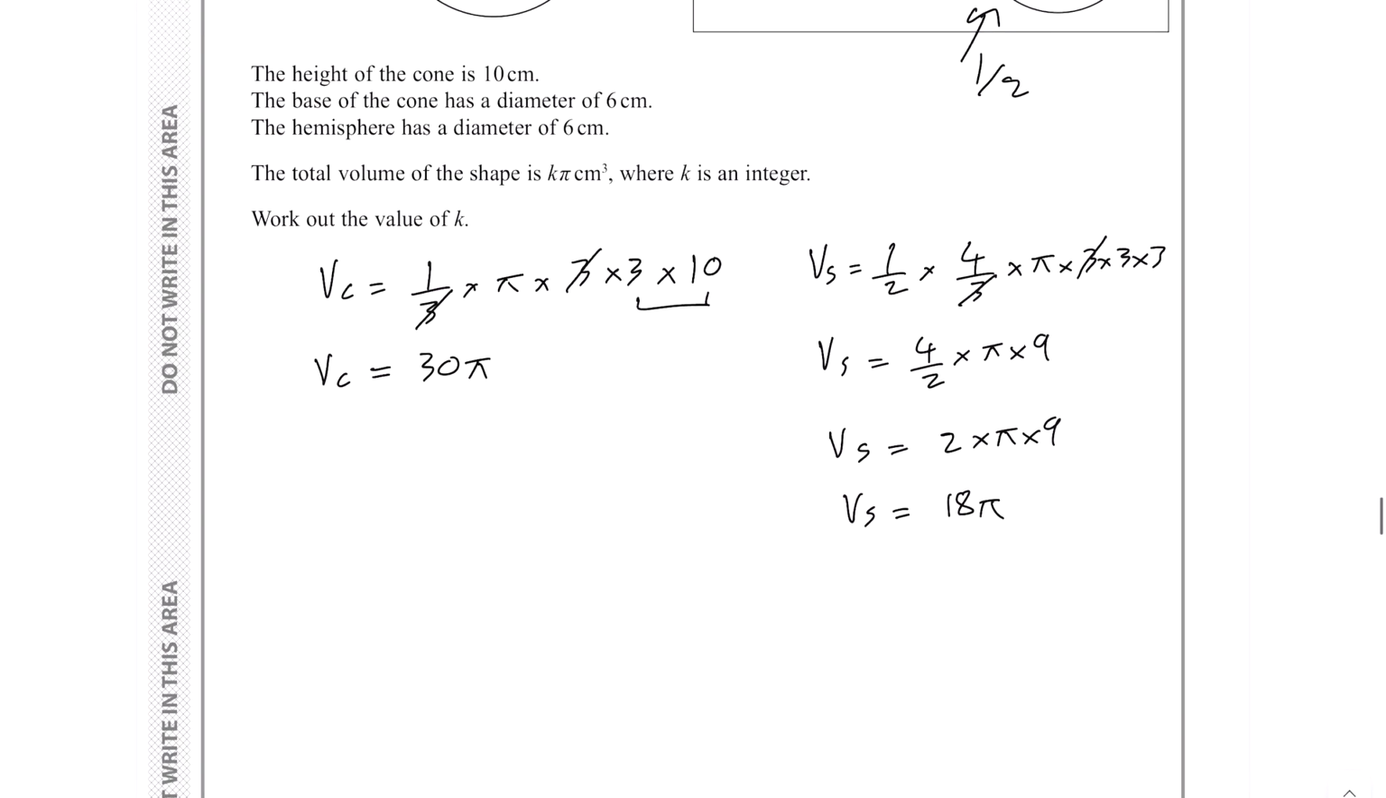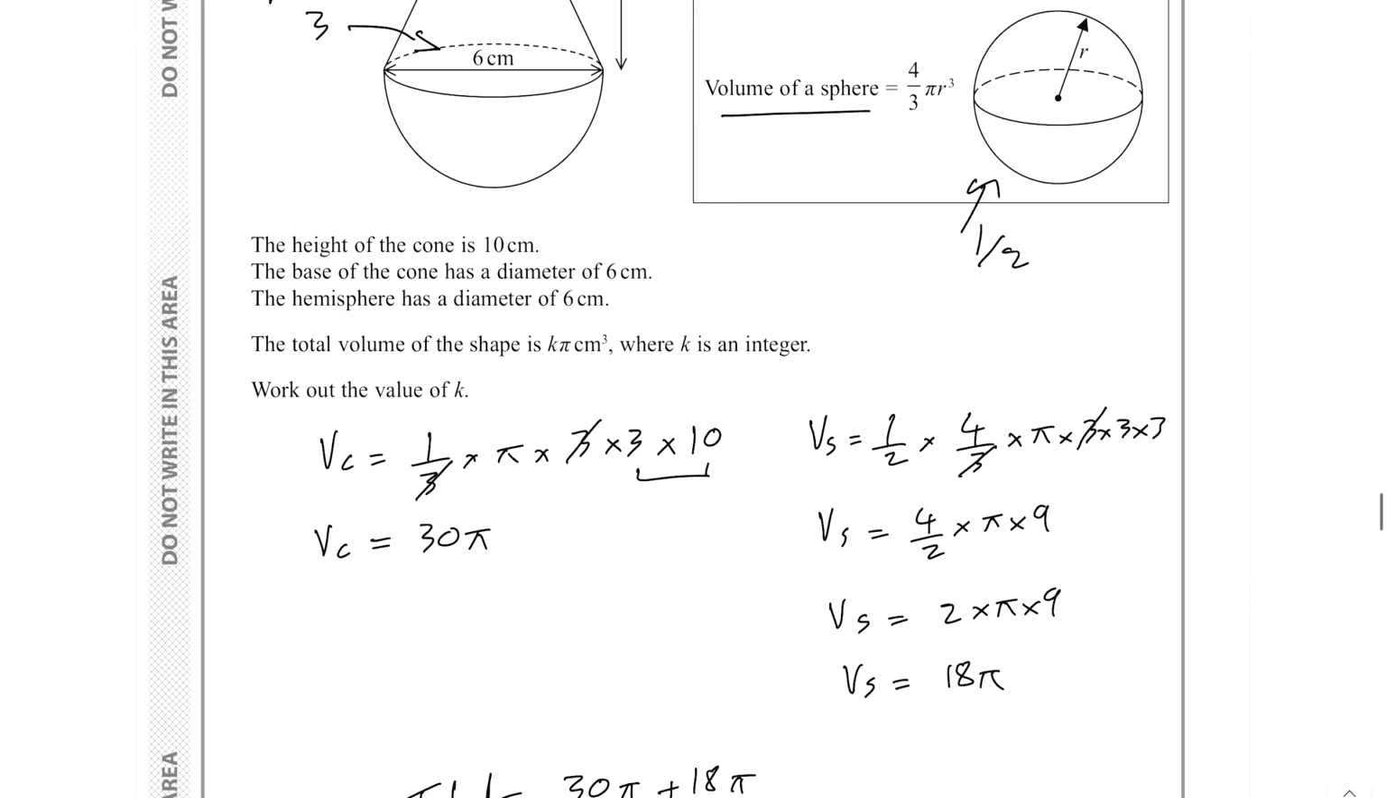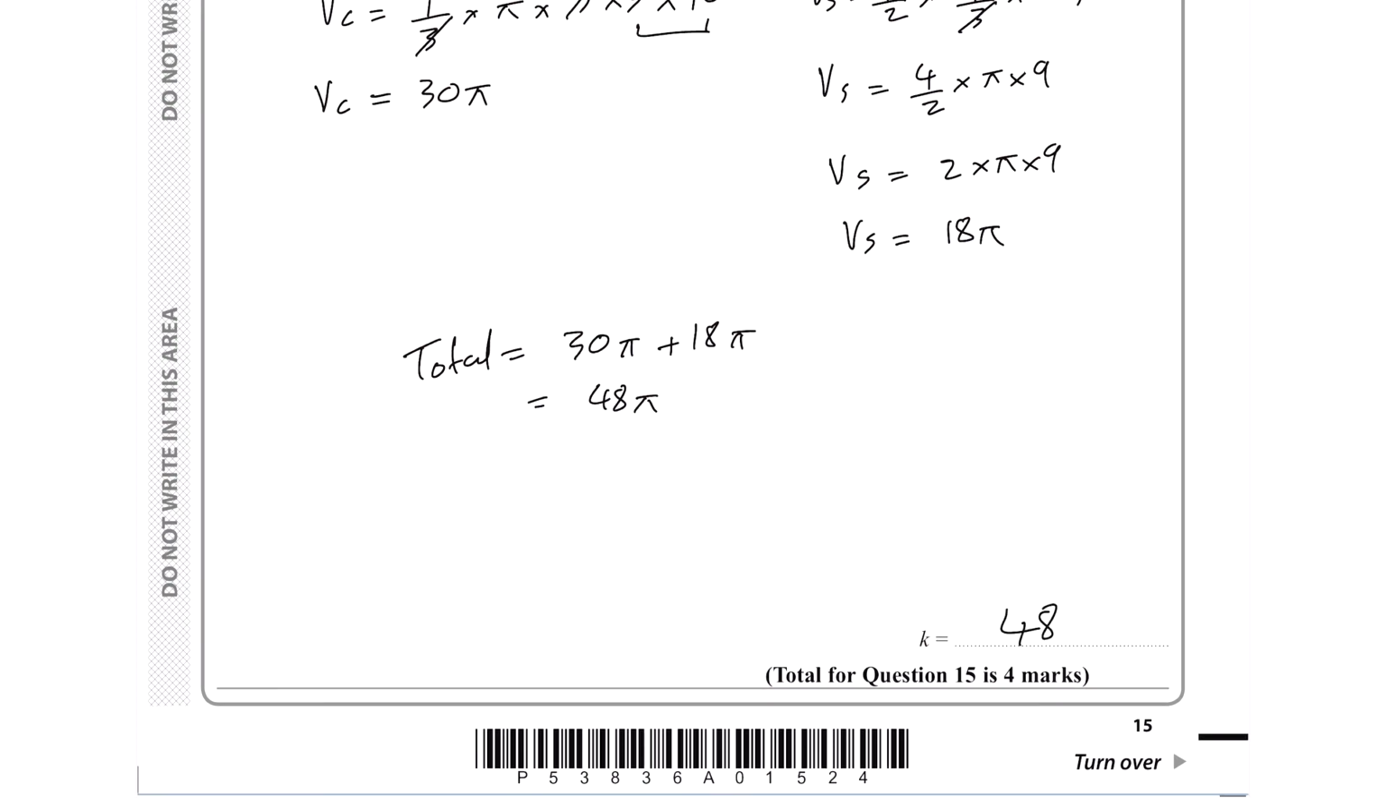So that means then the total volume is going to be 30 pi plus 18 pi, which is 48 pi. And it's asked us to find the value of k, where the volume is k pi centimeters cubed, so k must be 48.